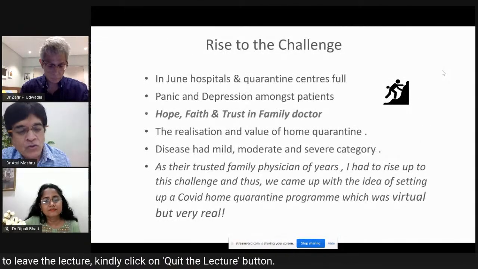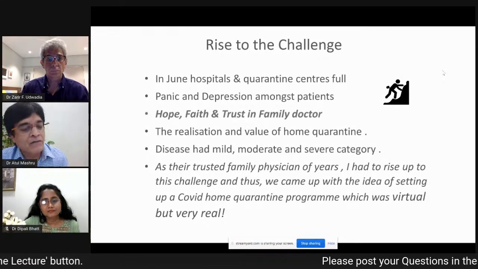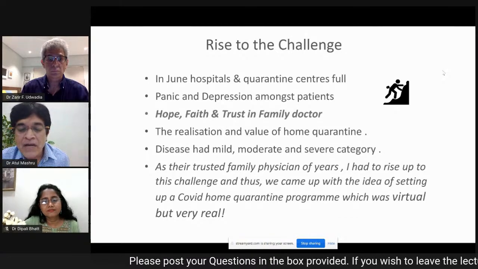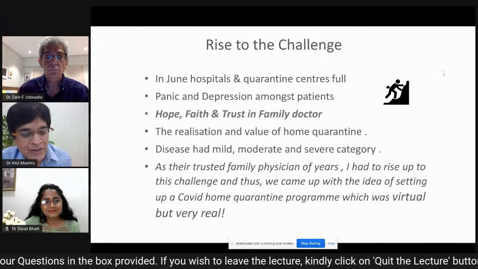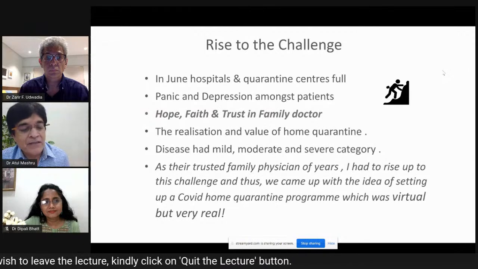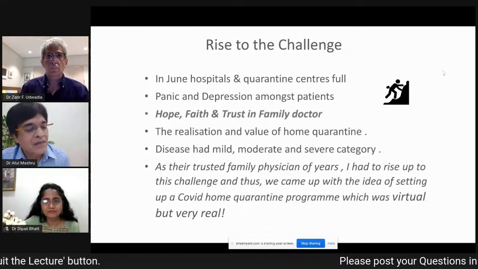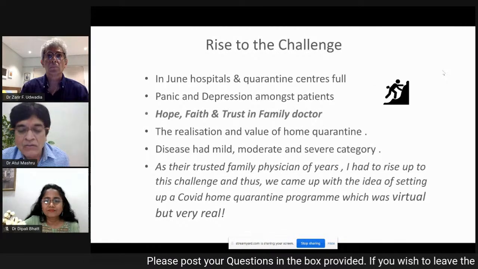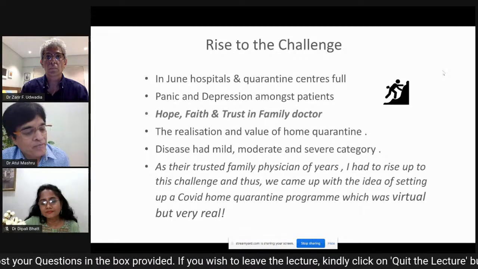As the month of June unfolded, hospitals were getting full, quarantine centers were getting full. Most of the patients complaining of cough, cold, fever after test were stamped as positive. Ironically, they felt extremely negative. Our patients didn't want to be whisked away to hospitals or isolation centers and didn't want to be treated by new doctors. They all wanted me to treat them and all wanted to be at home.